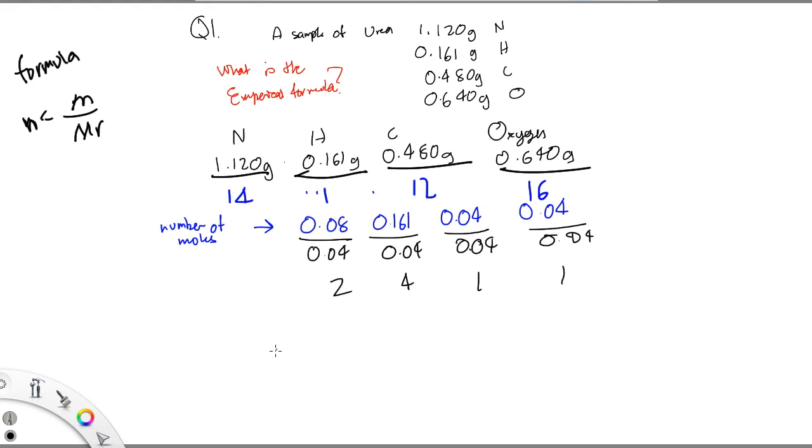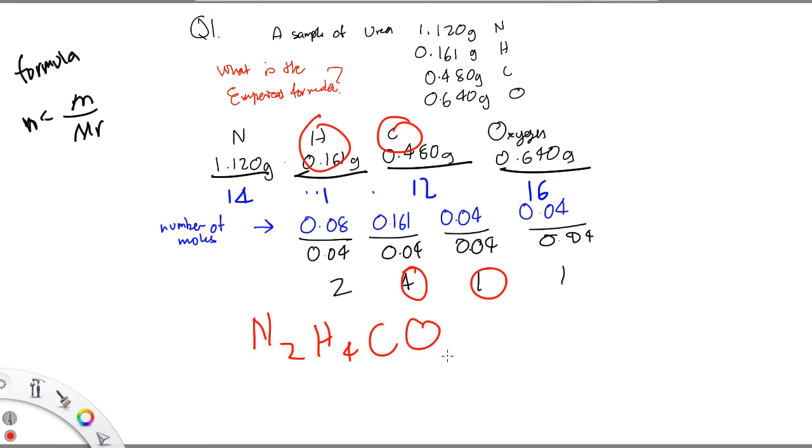For nitrogen it is 2. So let's just write the whole thing: N2. Because you can see over here, we did the working out for hydrogen and then we got 4. For carbon, it's 1 C. And for oxygen, it's 1 O.